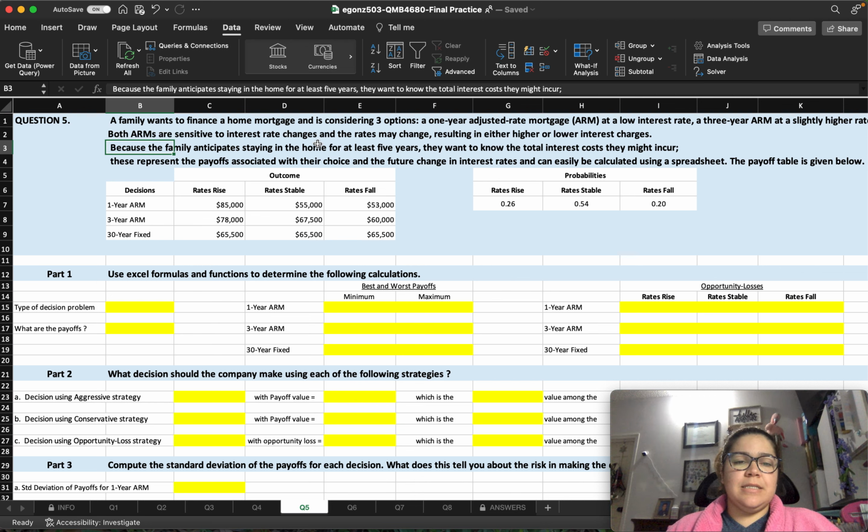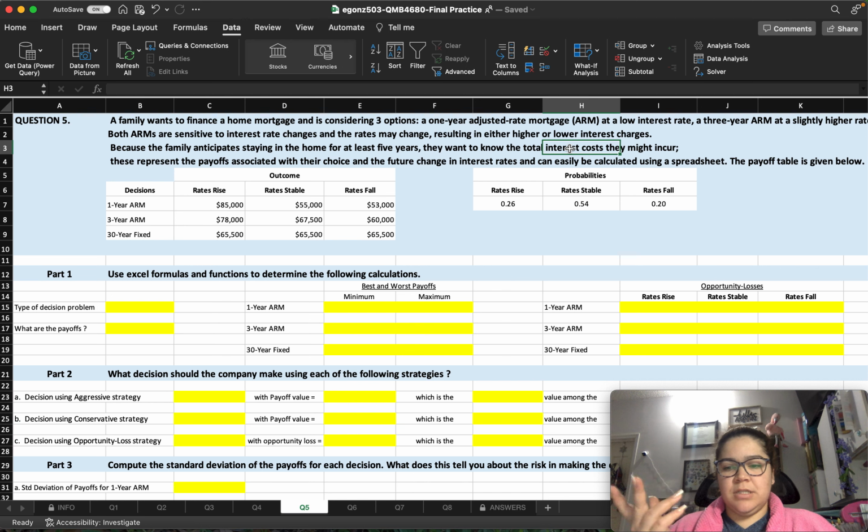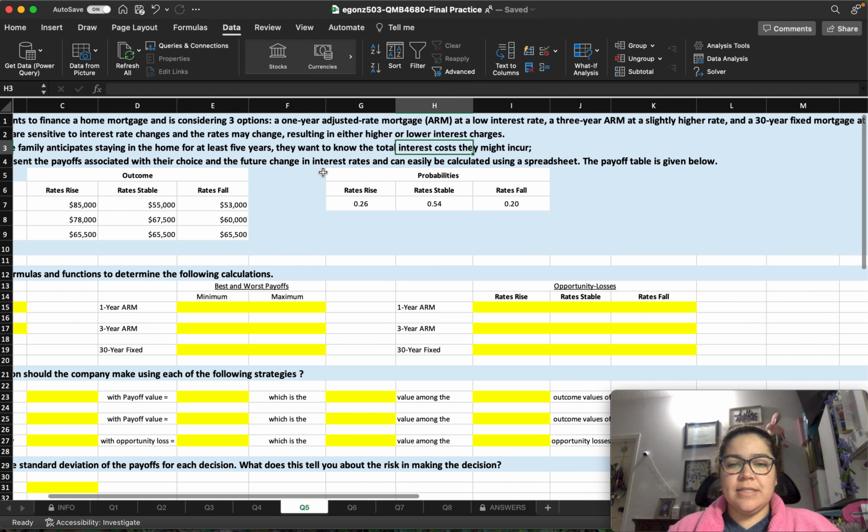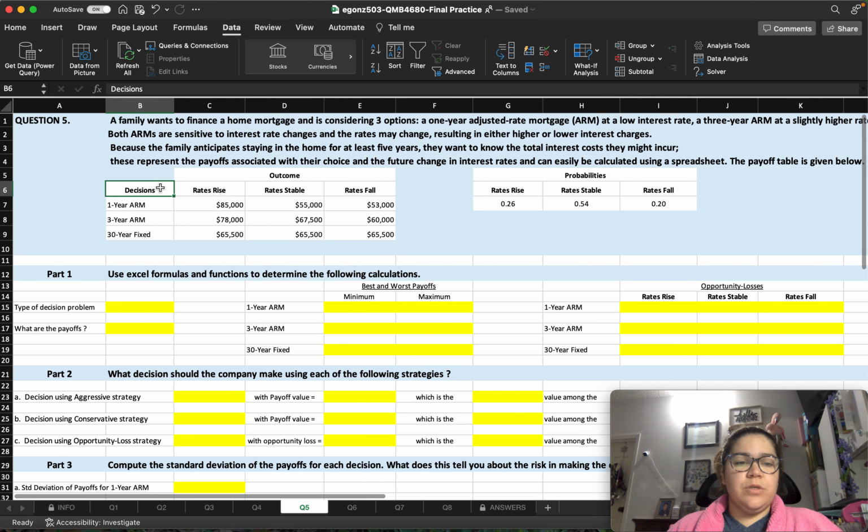Because the family anticipates staying in their home for at least 5 years, they want to know the total interest costs that they might incur, what they might pay in these 5 years. These represent the payoff associated with their choice in the future to change in interest rates, and they can easily be calculated using a spreadsheet. The payoff table is given below, which is this one right here.